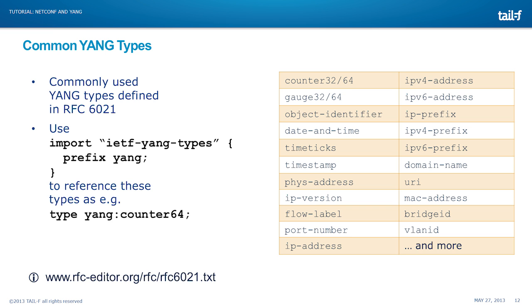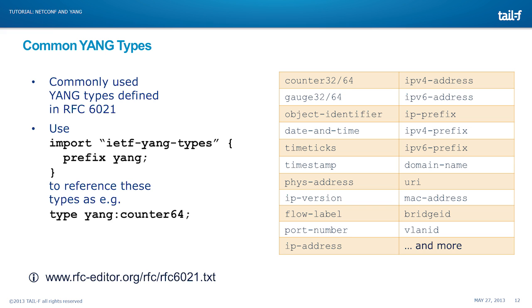Here is also the first time we've seen a use of the prefix. Earlier we talked about defining a namespace and having a prefix, or when you do an import, declaring a prefix if you need to refer to something. So if someone wants to use, for example, the counter64 typedef from ietf-yang-types, they'll say type yang:counter64.